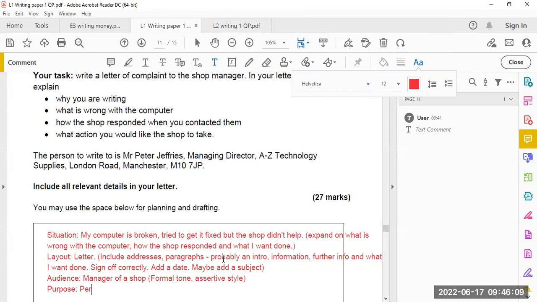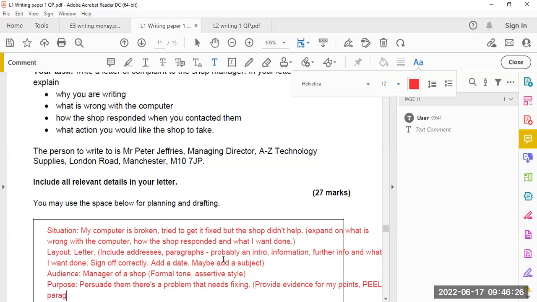And the purpose here is to persuade them there's a problem that needs fixing. So I'm going to provide evidence. Points. Might write in PEEL. And I'm also probably going to be a bit persuasive here. Use some persuasive features. Now, some persuasive features aren't going to be particularly effective here. They're not going to be right for the situation. So, for example, hyperbole, which is exaggerating something to the point of ridiculous for comic effect, is not going to be relevant here. Emotive language, however, might be.